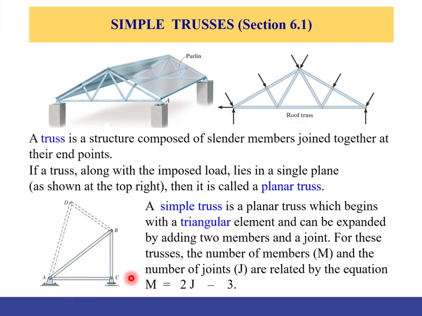Now the relationship between the number of members and the number of joints in a simple truss is simply calculated from this equation, where the number of members, M, equals twice the number of joints minus 3. Let's take an example. How many members do we have in this? Well, we have 1, 2, 3, 4, 5. Now, does it satisfy the equation? Well, let's calculate the number of joints. 1, 2, 3, 4, right? So we have 2 by 4 minus 3, which gives you 5.